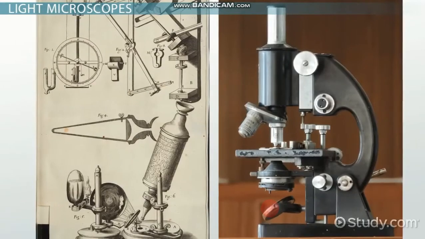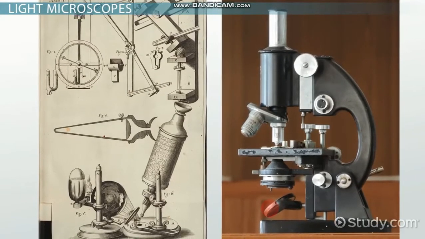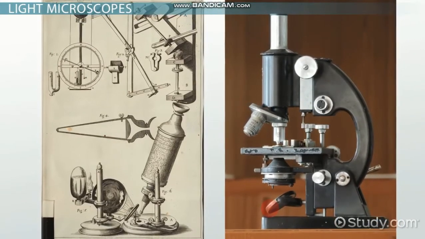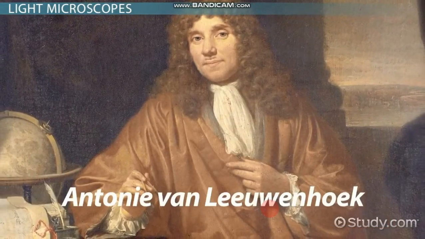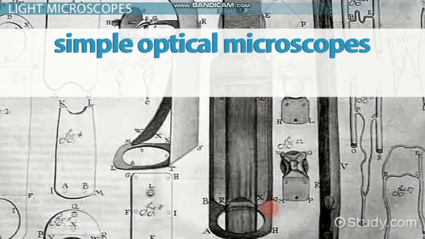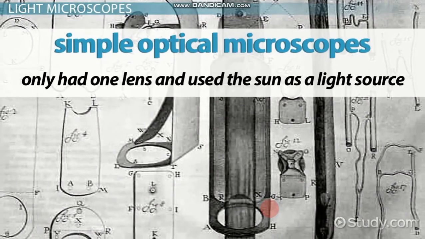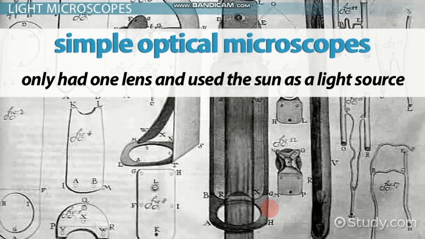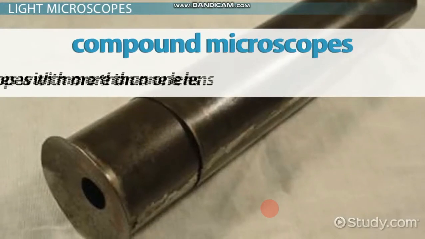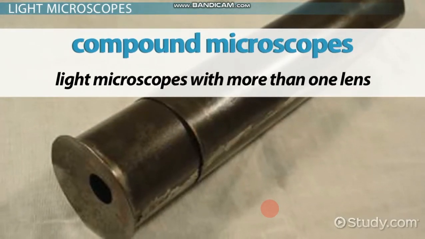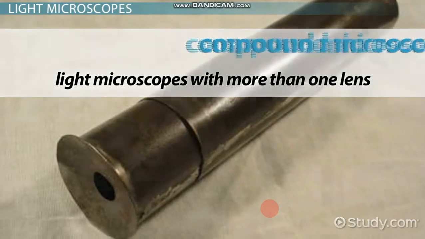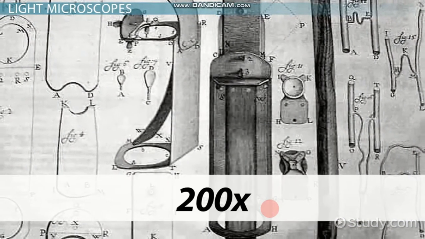Light microscopes have been used for more than 400 years and are still the most common type of microscope in use today. In the 1600s, the Dutch biologist Antony van Leeuwenhoek developed a simple optical microscope which only had one lens and used the sun as a light source. Compound microscopes, light microscopes with more than one lens, had been invented in the 1500s but could only magnify up to 40 times. Leeuwenhoek's magnified over 200 times.